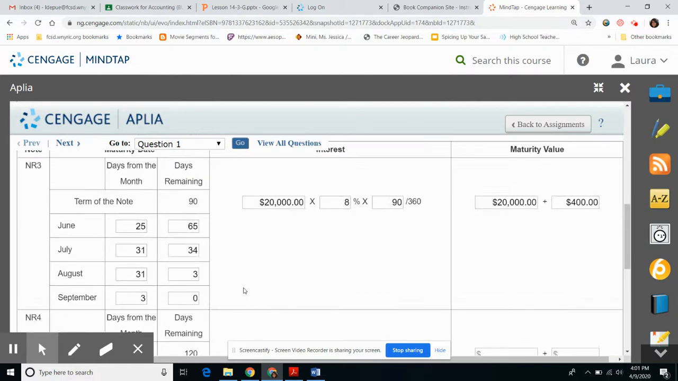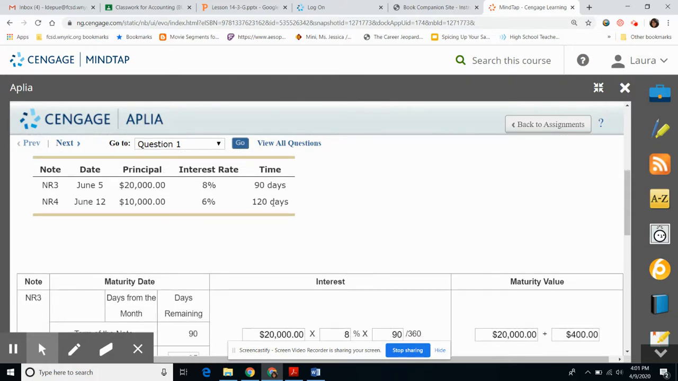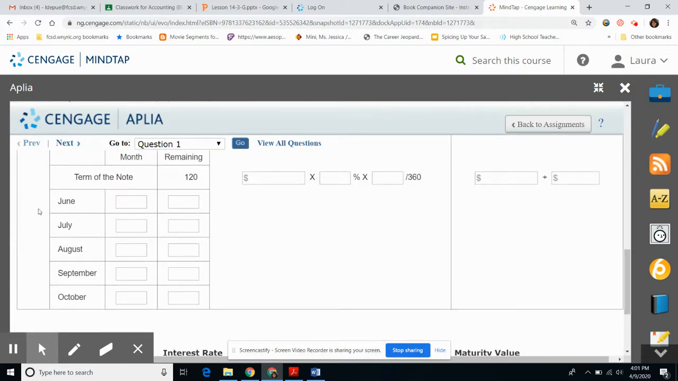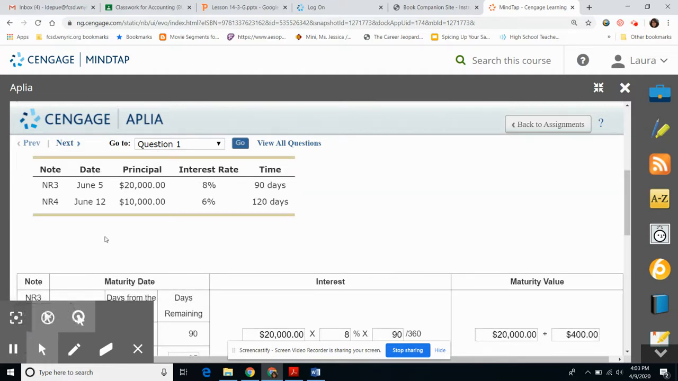Now we have to do the same thing for this NR4, date June 12th, principal 10,000, interest rate 6%, and 120 days. So using that information, you're going to do each of these three boxes the same way, and then the information down below. So go ahead and try to do that, and I will put the answers in, and you can check your work. All right, let's see how you did.